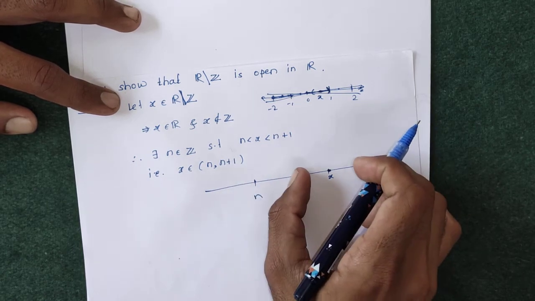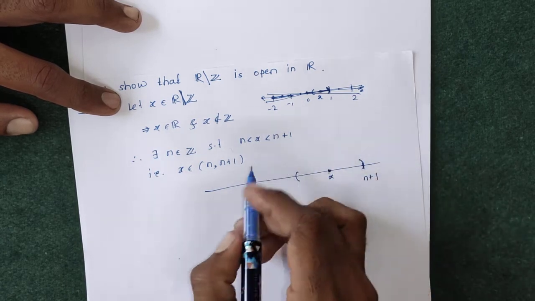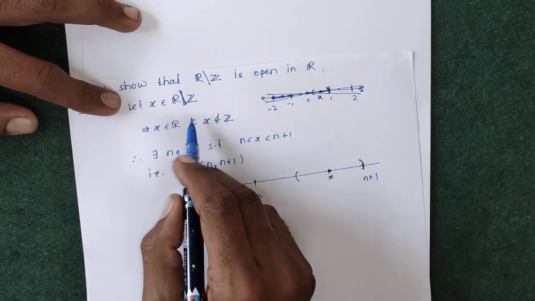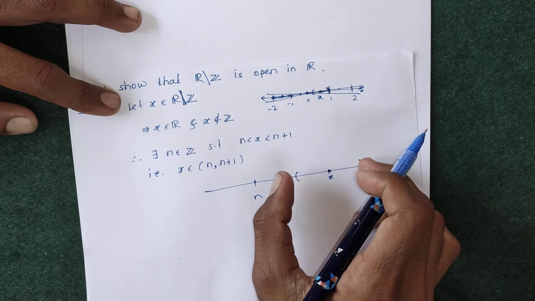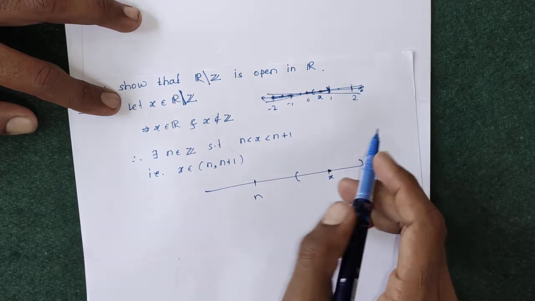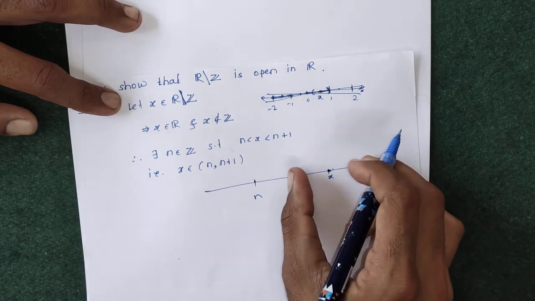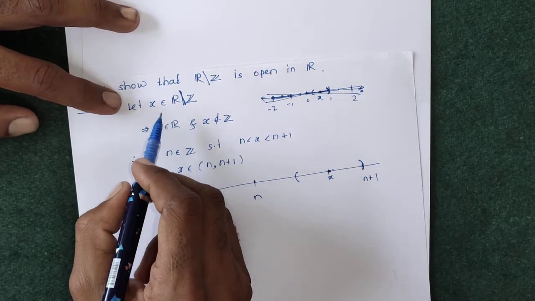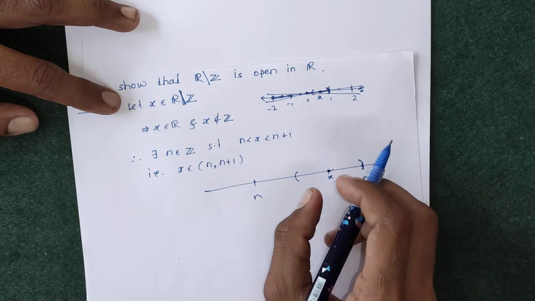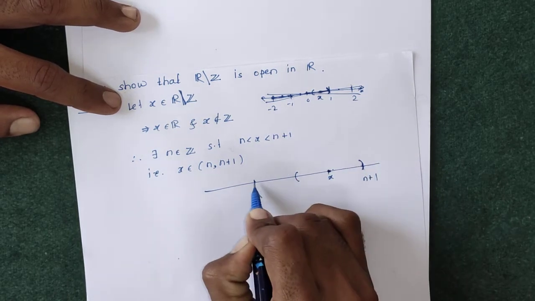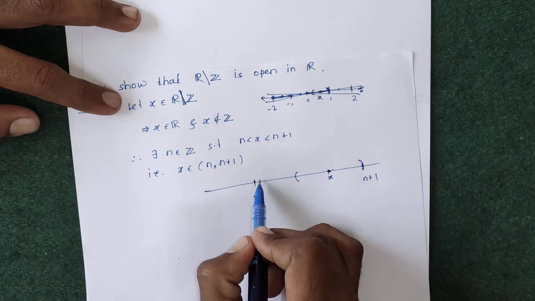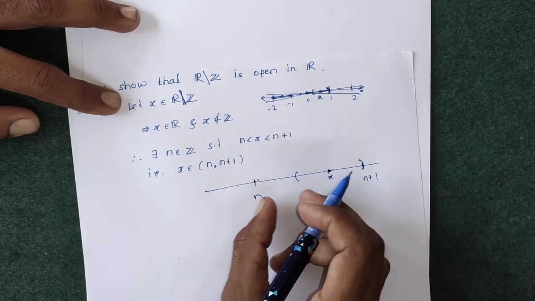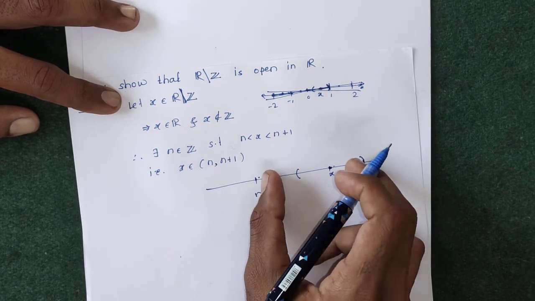So we can say that if we take any element of R minus Z, that element is in between two integers, so that element must be in some open interval (n, n plus 1), and from it, if we take the minimum distance and draw the open sphere, that open sphere totally lies inside that interval. Therefore, for every element of R minus Z, we draw the open sphere taking the radius as the minimum of the distances between n and x, and x and n plus 1, then that open sphere lies inside that interval, and that interval does not contain any integer.